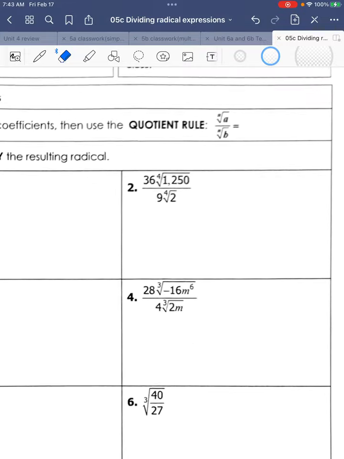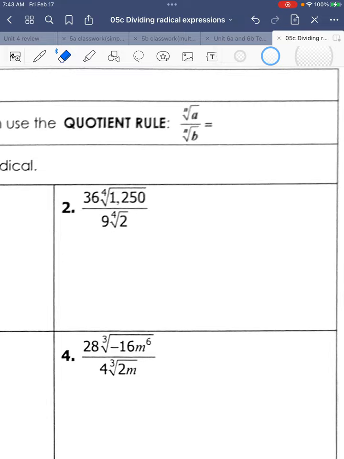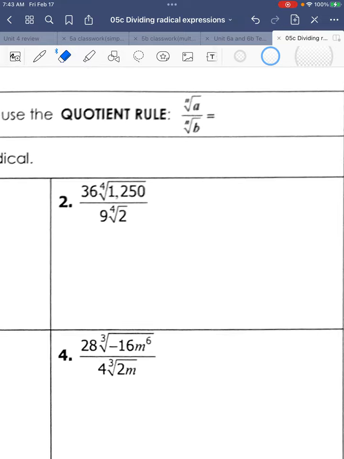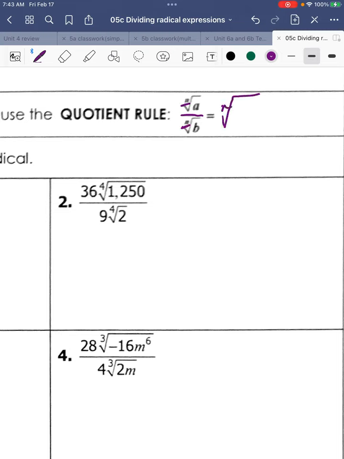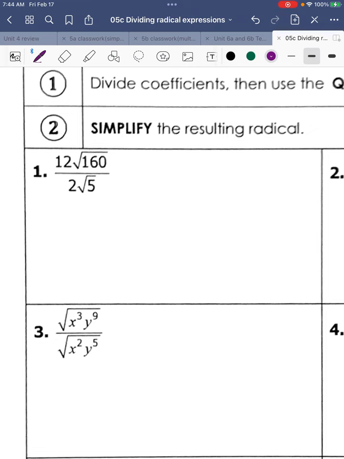Welcome to dividing radicals. The quotient rule when it comes to radicals is when you have a numerator and denominator with division, you can combine them under one radical if the radicals are exactly the same. They have to be the same cube root or square root, the same n, and then you would do a divided by b. Now you're only going to do this if a and b are divisible by each other.